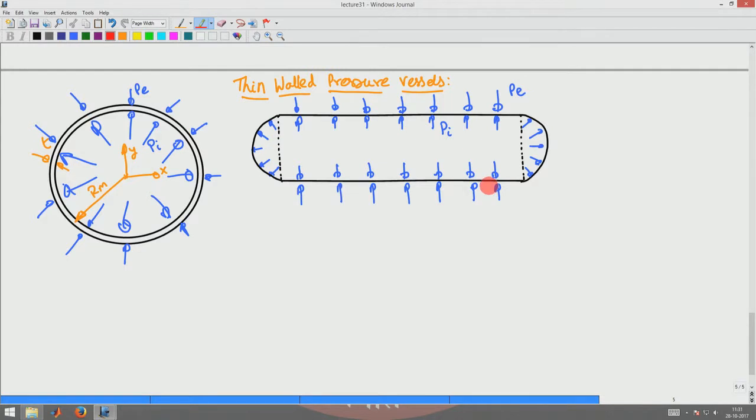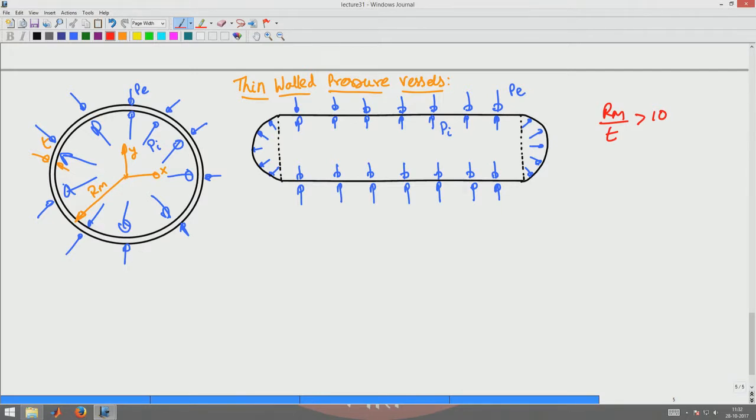So, you are interested in finding what are the stresses that are induced in the structure with the condition that Rm by T is greater than 10, preferably around 15 or 20. So, Rm by T is, it is a very thin wall structure compared to the radius of the structure.